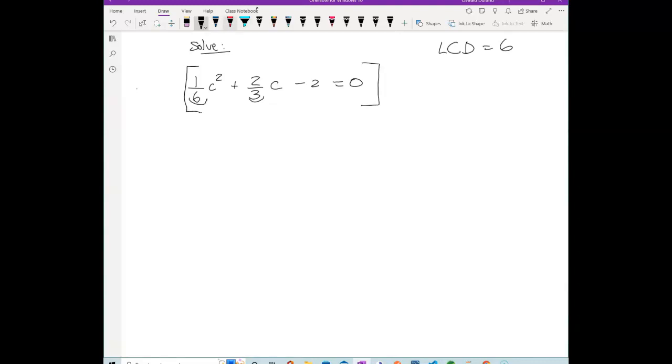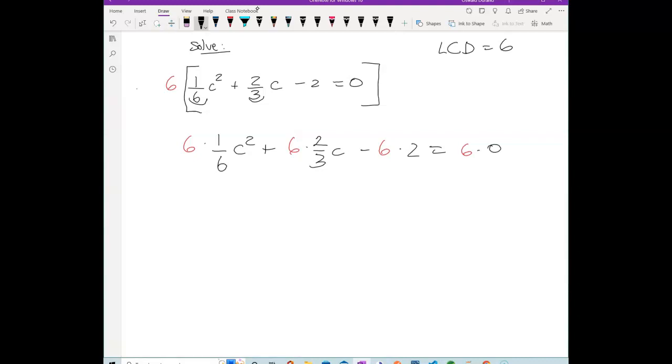So I'm going to have 6 times 1/6 c squared plus 6 times 2/3 c minus 6 times 2, and then equal to 6 times 0. Okay? Now the next step will be to clear out the fraction, right?